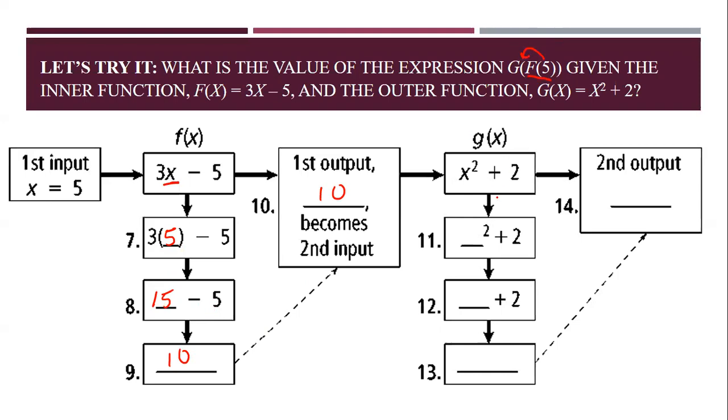the outside function. What was my outside function? G. And what does g equal? X squared plus 2. So now the 10 becomes the x, exactly. So where x is, I'm now plugging in a 10. And what is 10 squared? 100. What's 100 plus 2? 102. So my final output is 102.